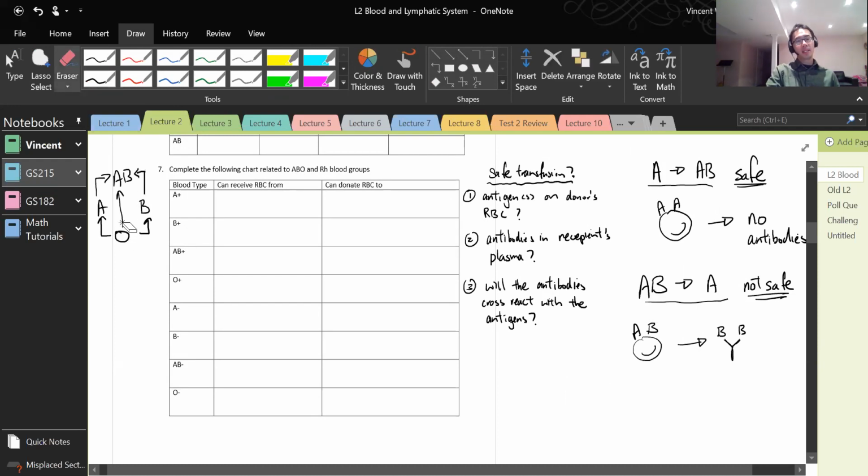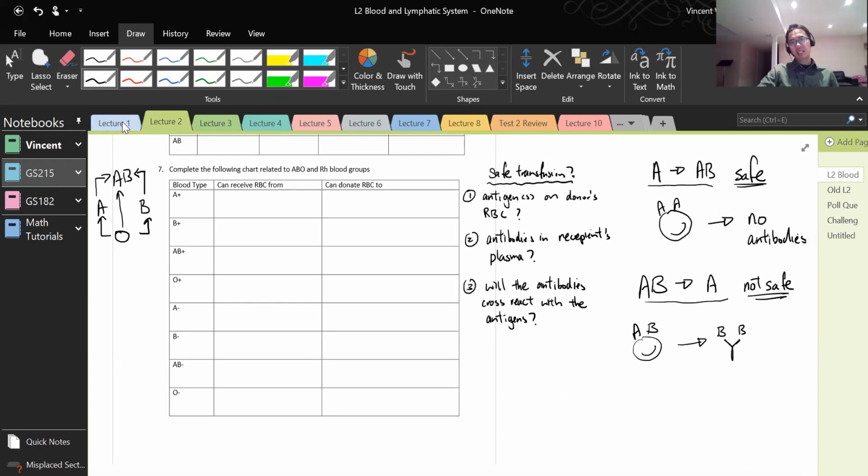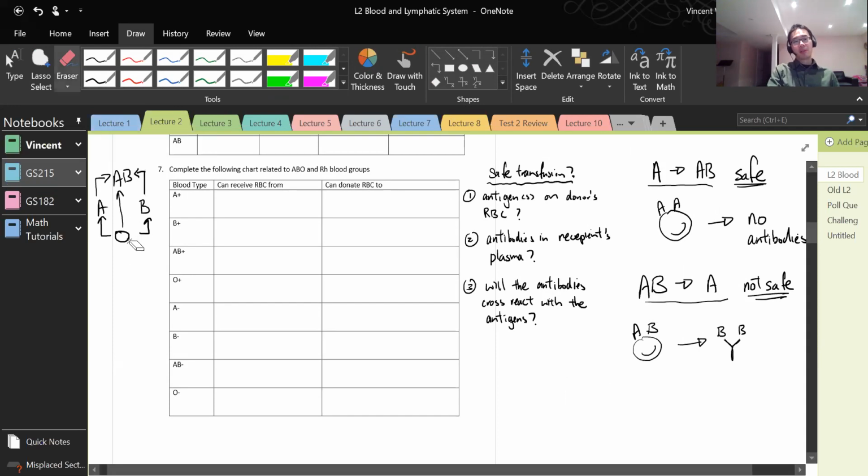O is sometimes called the universal donor, because you can give it to all the other blood groups. But like I said in the lecture, it's not entirely true because while O is compatible within the ABO blood group, there are so many other blood groups that you have to consider. You can't just automatically assume someone who has type O blood can give it to everybody. Like, what if they are Rh positive? You cannot then give it to someone who's negative.